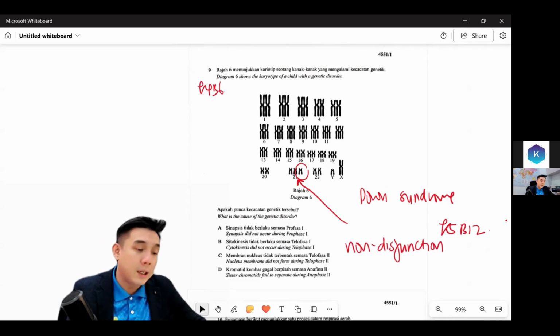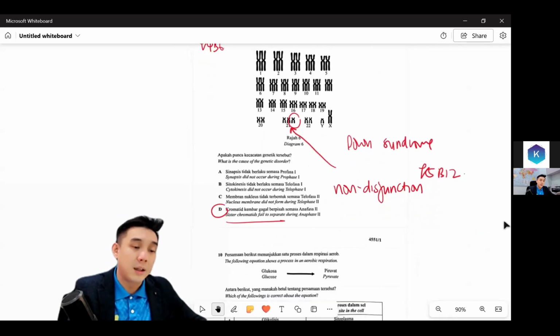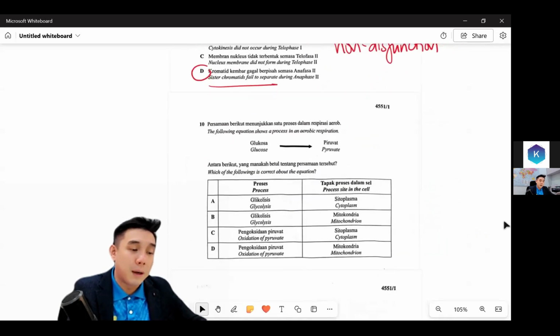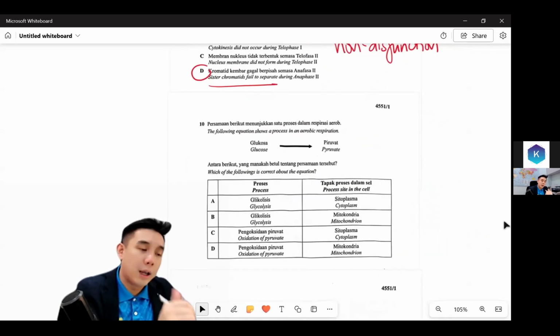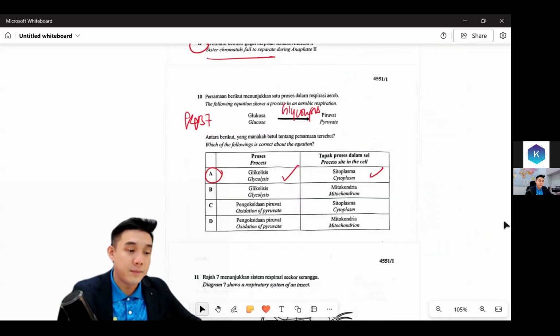So number 9, what is non-disjunction? They fail to separate. That's why there's an extra one. And number 10, glucose becomes pyruvate. How come? Oh yeah, aerobic. Okay, Form 4, Chapter 7. This is called glycolysis. And as I mentioned earlier, it occurs in the cytoplasm. Guys, number 10 answer is A.